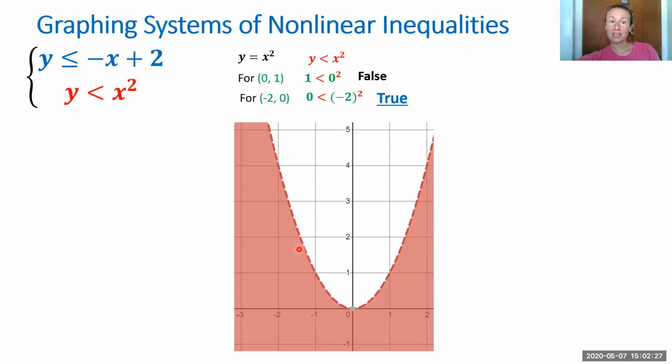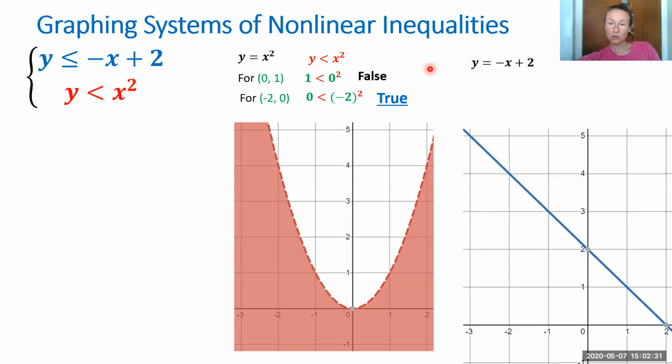We just graph one of our equations. Step two, graph the other equation. Our other equation, our related equation, is y equals negative x plus 2. So that's this straight line going through 0, 2, and 2, 0. We do the same process.